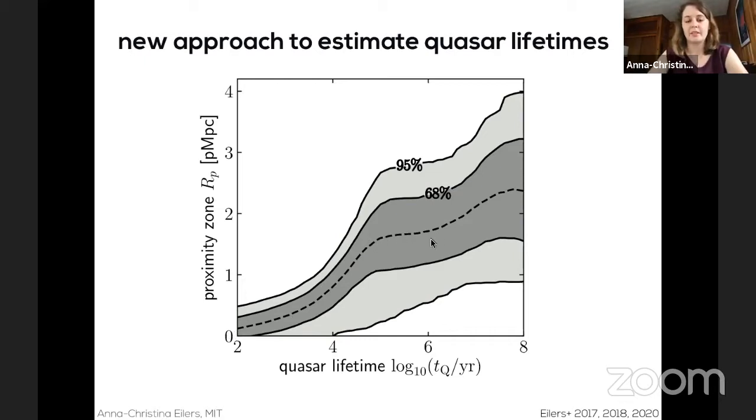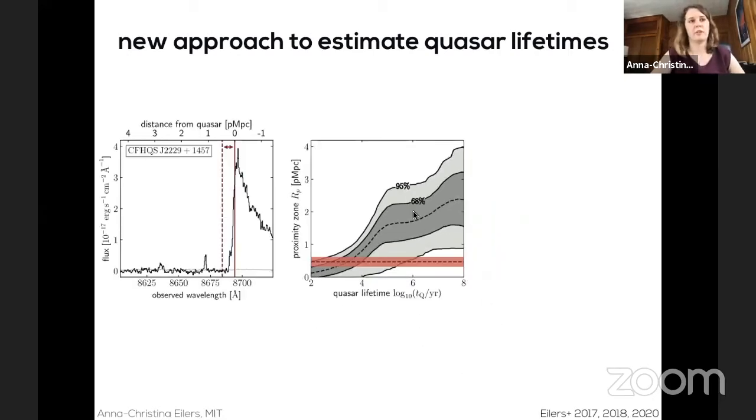And then the proximity zone size ceases to grow, which is once the intergalactic gas has reached ionization equilibrium with the quasar's radiation. And then we observe an increase in proximity zones again, which is due to the ionization of helium-2. And we can use this dependency now to estimate the lifetime of individual quasars.